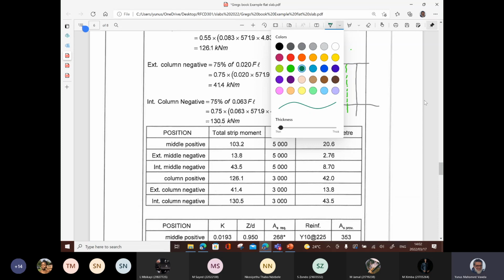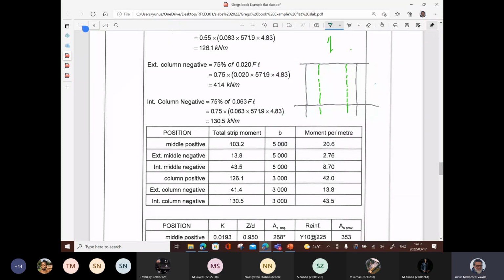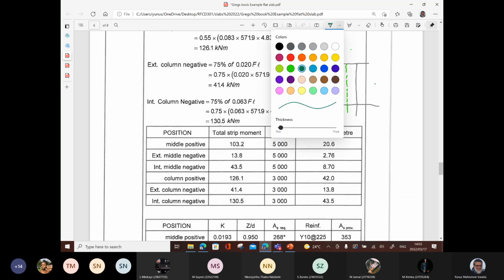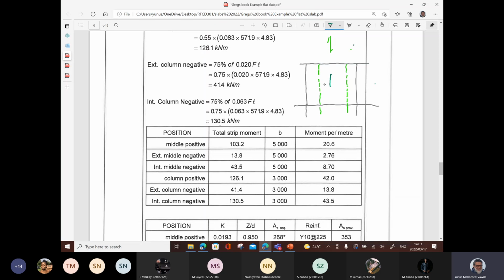Do you want to use the moment per meter number, or do you want to use a total strip number? Which one would you prefer? Well, let me use a total strip number. Okay, so that's 103.2. Sorry, trying to write sideways here. Give me a second.